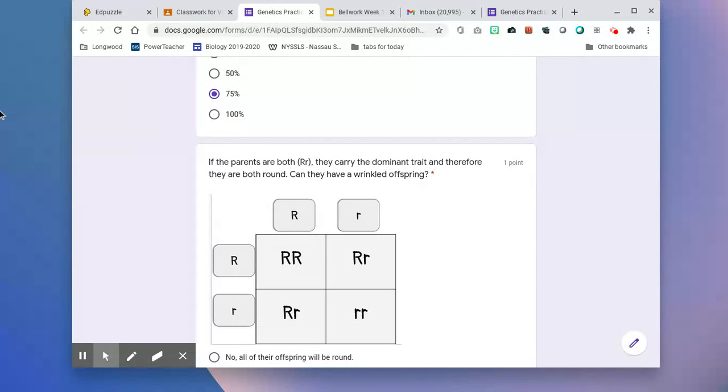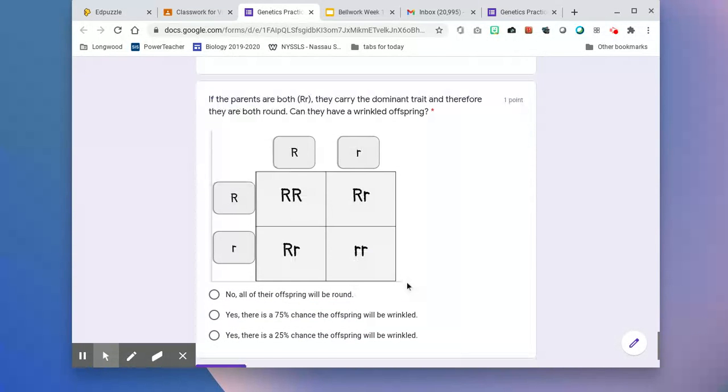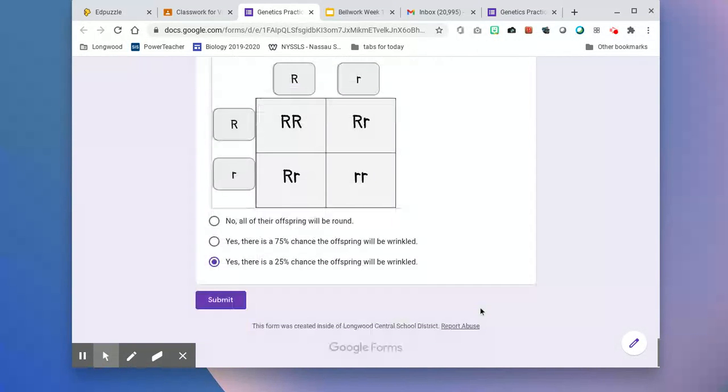If the parents are both capital R, lowercase r, they carry the dominant trait and therefore are both round. Can they have a wrinkled offspring? Well, let's look in the box. We have round, round, round. This one has 2 recessive. The only way you can get a wrinkled is to have 2 recessive. So yes, they can. What are their chances? Well, round, round, round. That's 75% round, 25% wrinkled. That would be this choice right here.